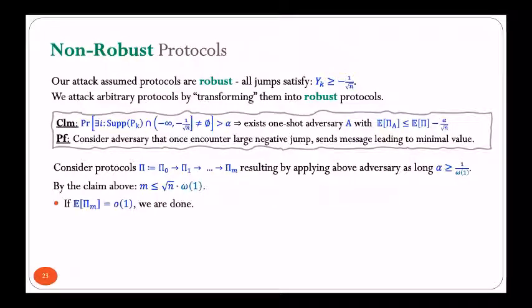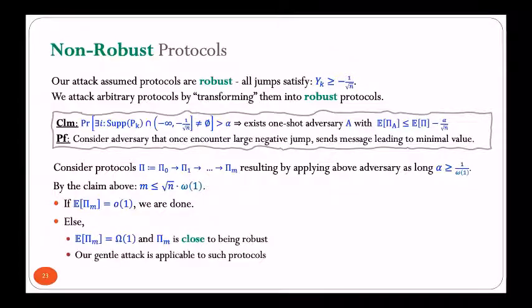So now we review our final protocol. If its expectation is little o of 1, we're done, right? Since we performed only square root n adaptive corruptions, and the outcome is little o of 1. But if the expected outcome of the protocol is constant, then we know the protocol is close to being robust, since we stopped performing this one-shot attacker. So only with very small probability does there even exist a large negative jump. And in this case, we can just apply our gentle attack, since it preserves the property of being close to robust. And if the protocol is close to robust, then we don't encounter a non-robust jump, which interferes with our adversary. So the attack will just go through as usual.